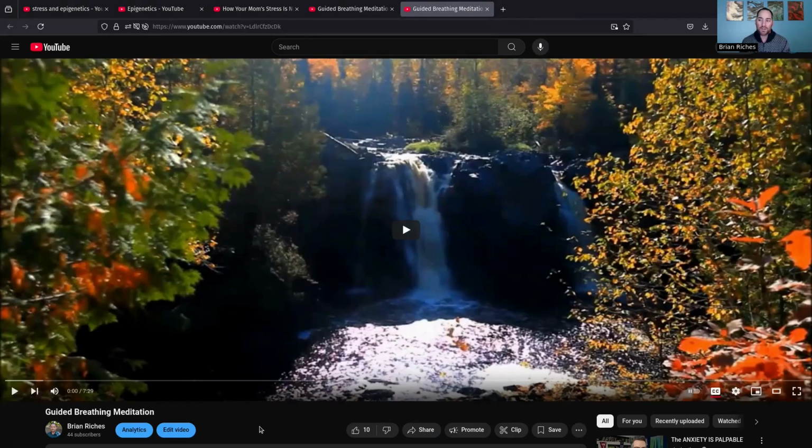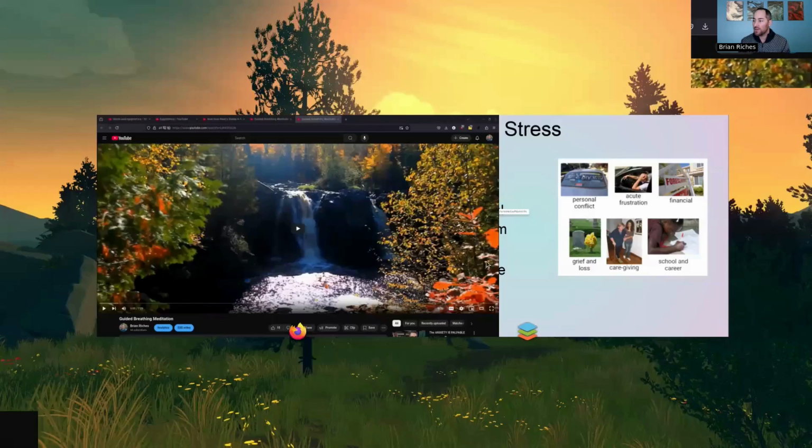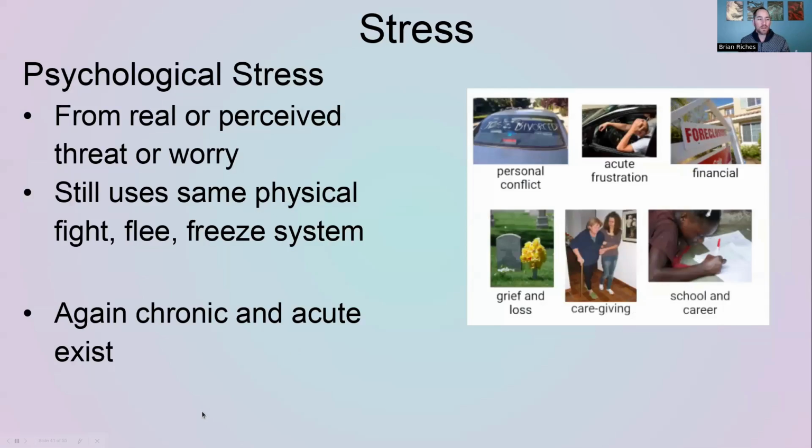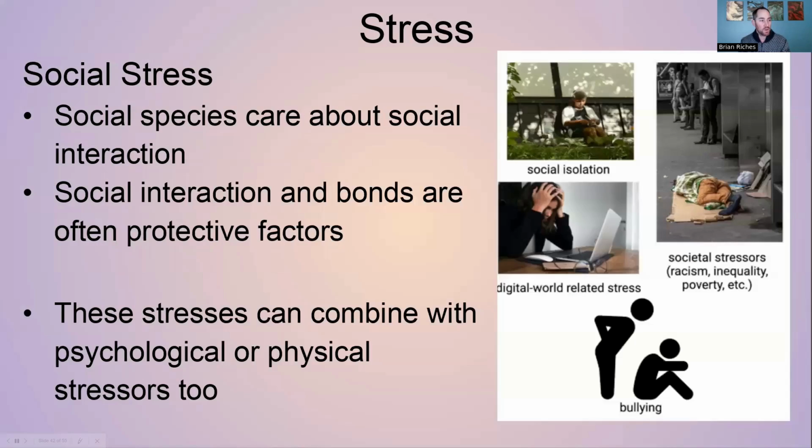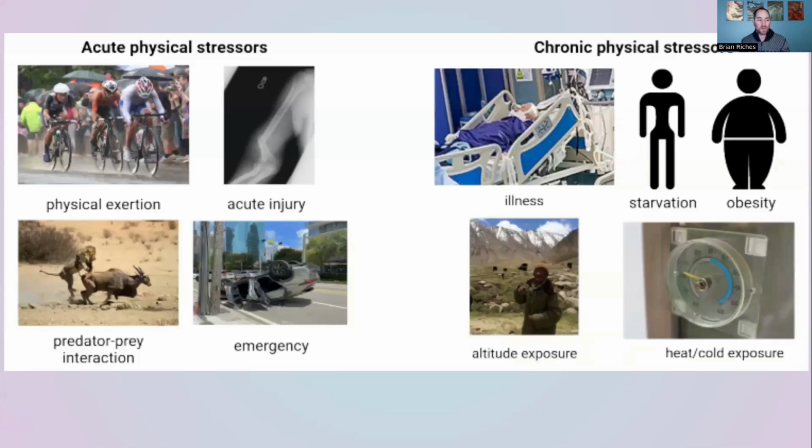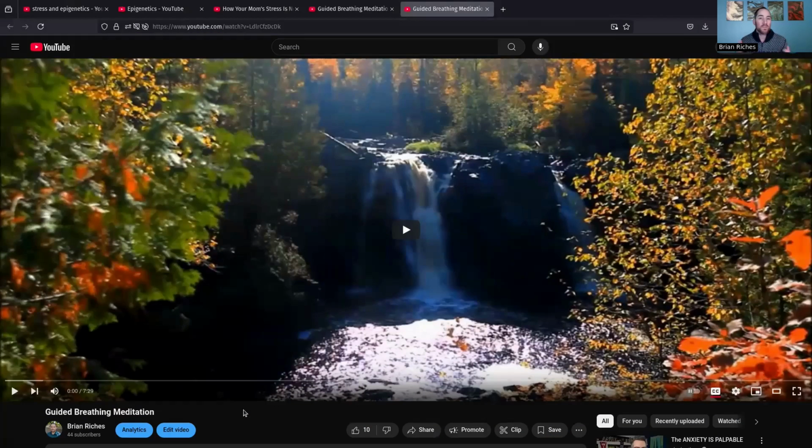Just like you have triggers that induce stress, we've been talking about all sorts of things. We talked about psychological stresses, social stresses, physical stresses. Just like you have those stresses that might trigger a specific stress response, you can build into your neural networks responses to that stress to calm yourself down.